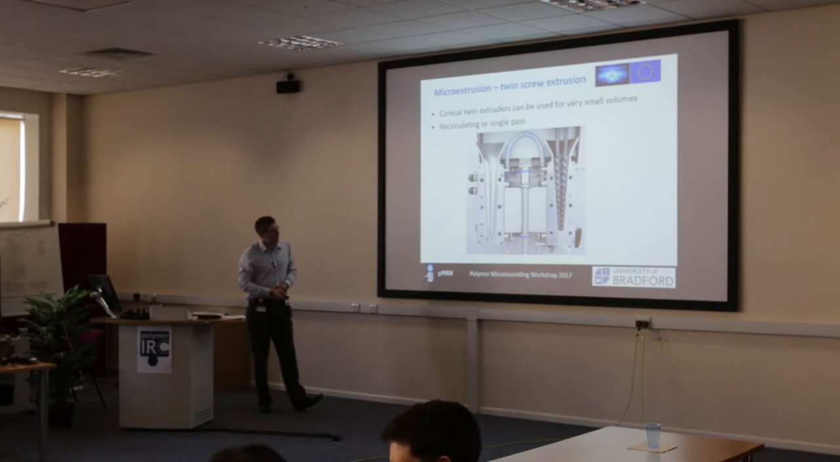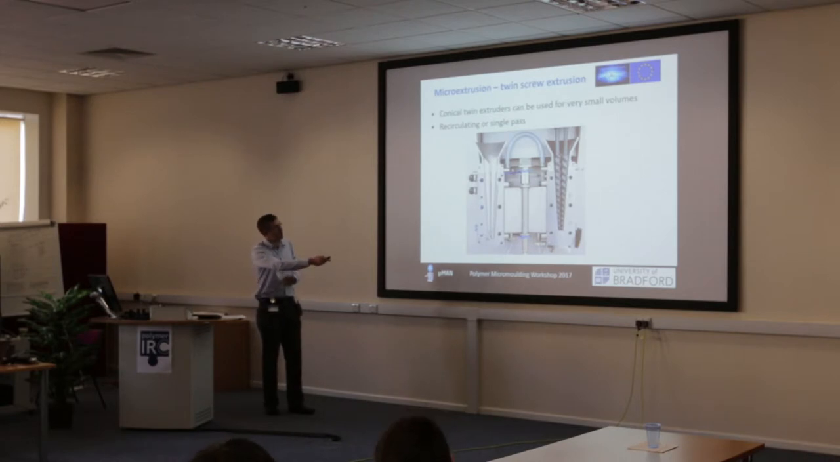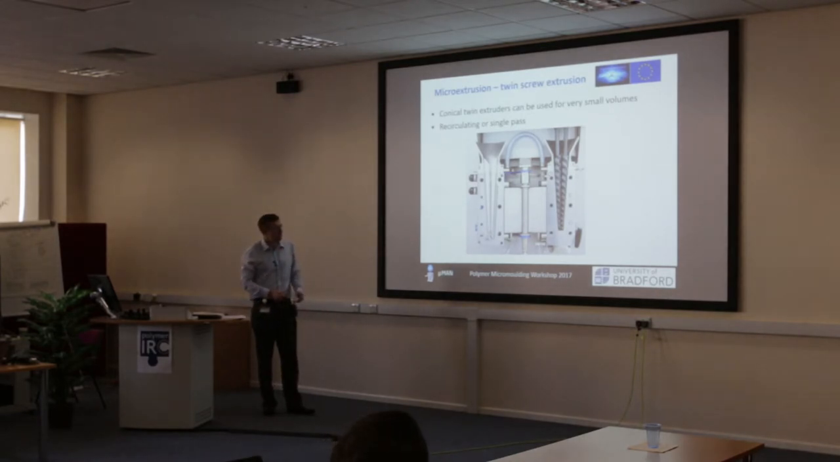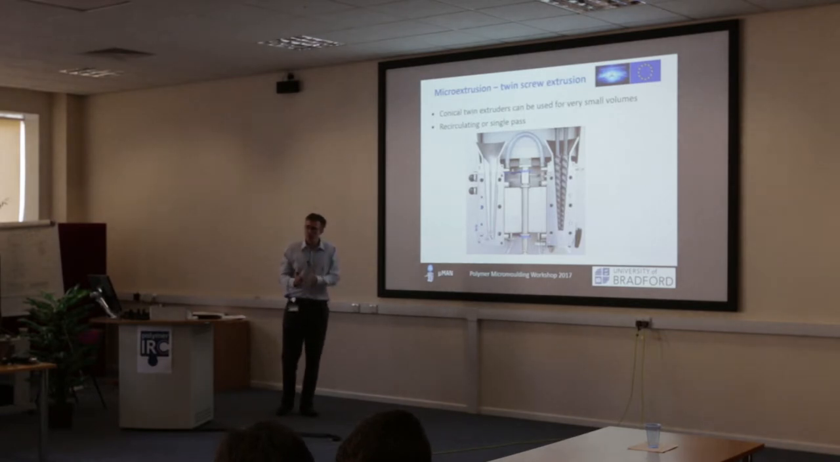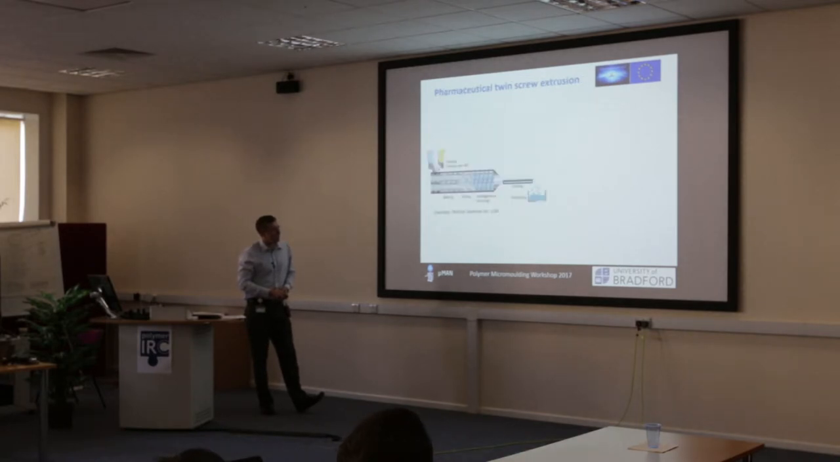We also have this type of extruder, which is a conical twin screw extruder for very small batches. The volume of polymer that's held here is in the order of, we can use masses of maybe 10 grams of polymer. So we can work with very, very small batches if the material is very expensive or in short supply. And these can be run either in a single pass where the polymer just passes through the screws once, or in a recirculating channel where it comes down and it's passed backwards through the screws several times. So if we want to do a certain amount of mixing, we can achieve that.